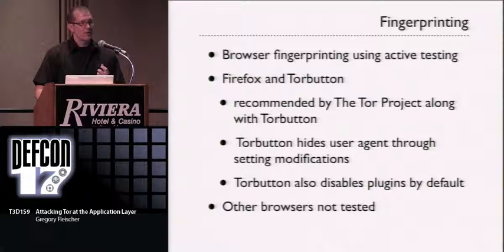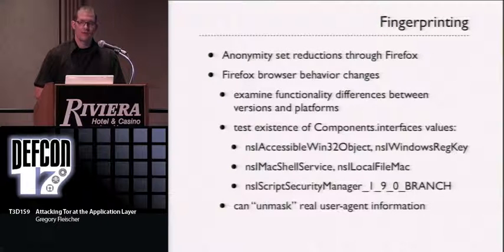And Tor button, what it does is it attempts to modify your user agent information to keep you from being easily identified. So Tor button picks a specific user agent string and uses this for all your requests. And I didn't test any other browsers on this stuff. I'm sure there are similar techniques that can be used. So let's talk about some anonymity set reductions in Firefox.